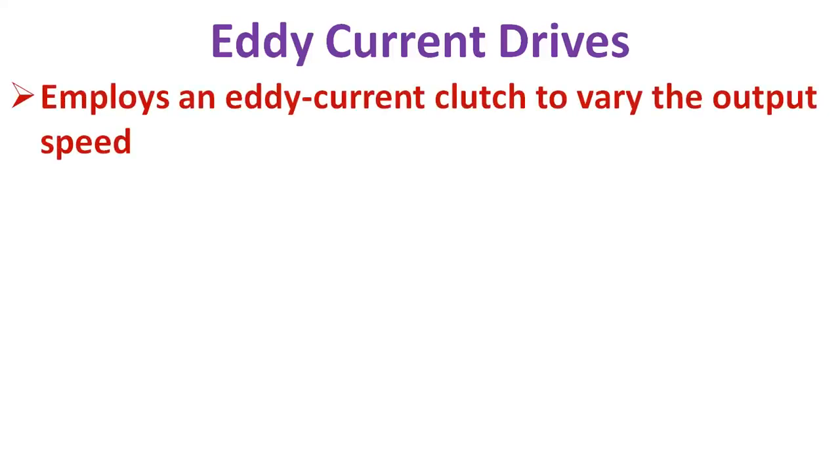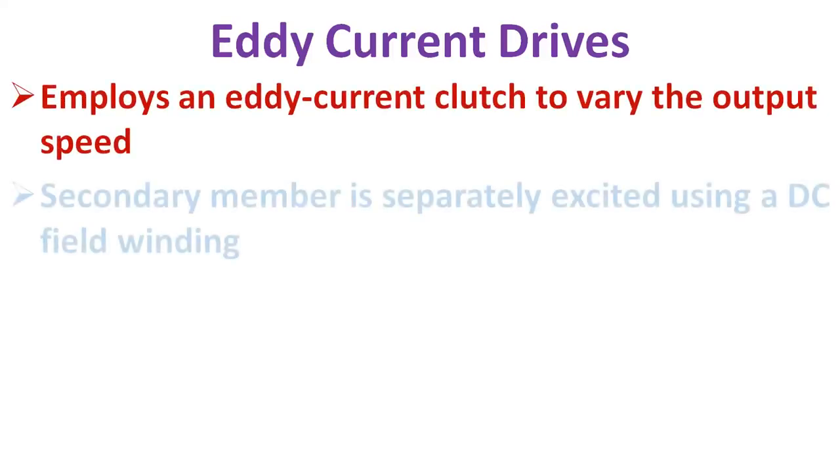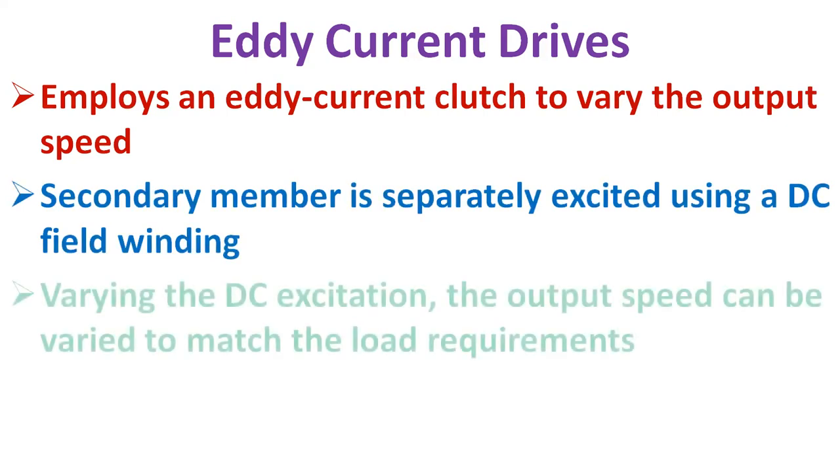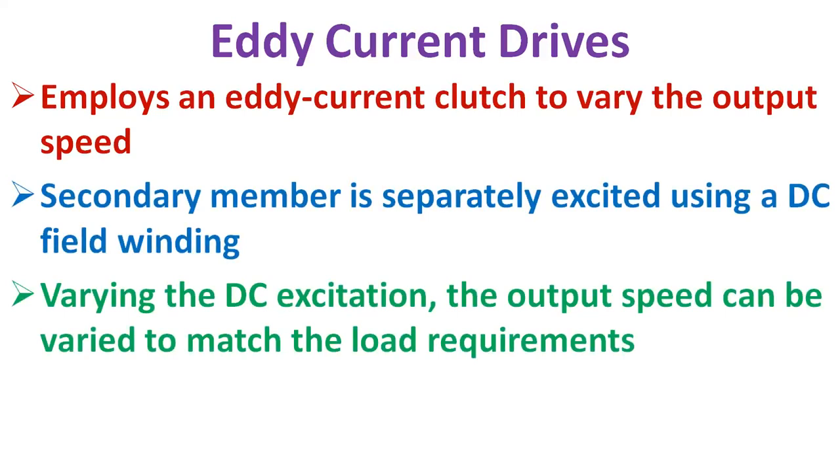Then we have eddy current drives. This method employs an eddy current clutch to vary the output speed. The clutch consists of a primary member coupled to the shaft of the motor and a freely revolving secondary member coupled to the load shaft. The secondary member is separately excited using a DC field winding.